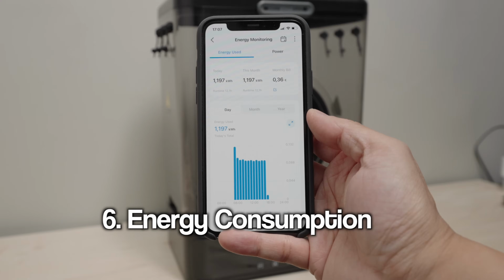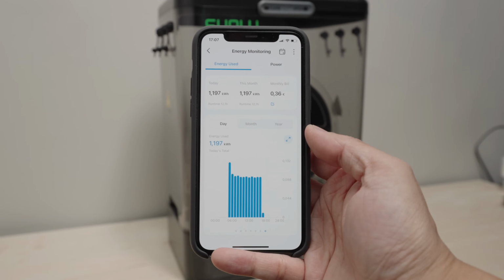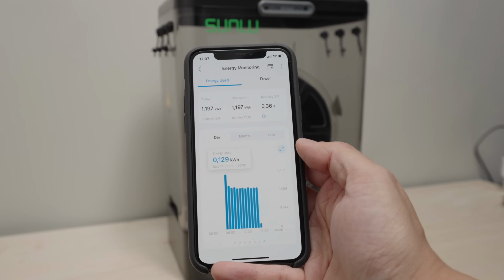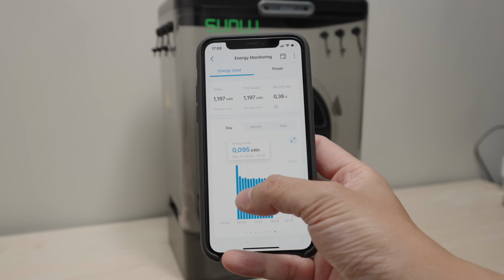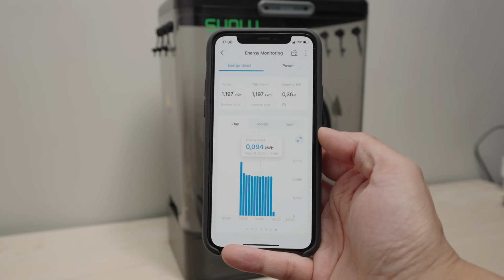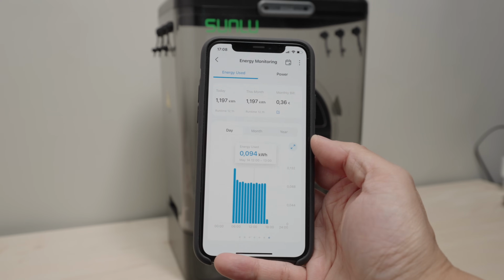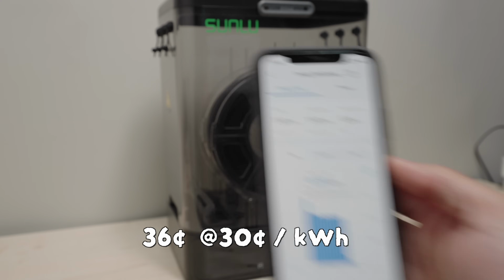After 12 hours, it used about 1.2 kilowatt hours. It peaked at 130 watts in the first hour while heating up, then maintained around 100 watts per hour. With my electricity cost of 30 cents per kilowatt hour, that's about 36 cents in total.